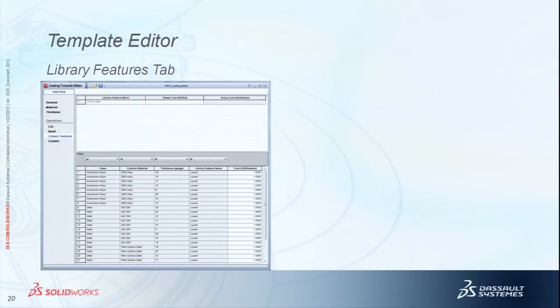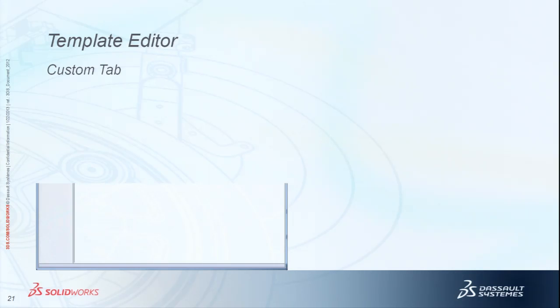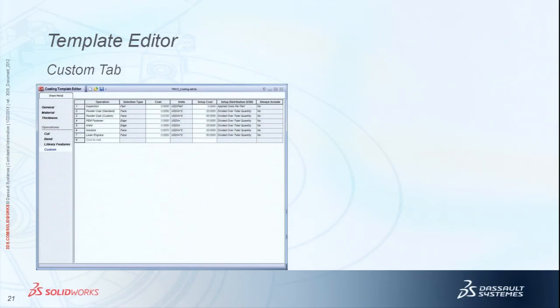Library features tab. If you're using louvers, anything from the library where you just drag it and drop it in, calculate here, we don't use it. So I'm just going to kind of move on. The template editor, like I said, the custom tab is my favorite by far because it lets me work in anything that I want.